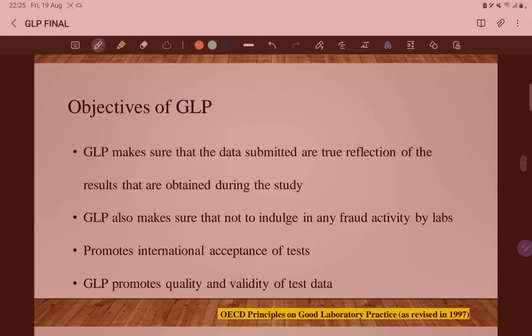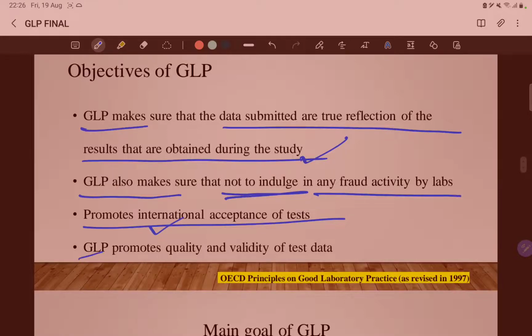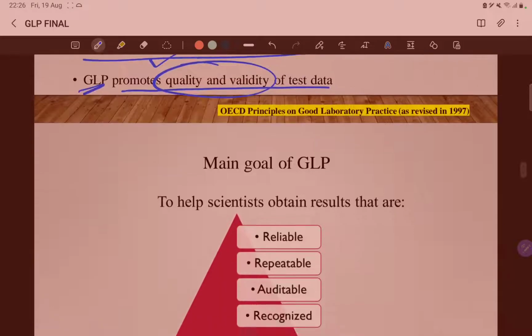So what were the objectives? The GLP makes sure that the data submitted are a true reflection of the results that are obtained during the study. GLP also makes sure that the lab does not indulge in any fraud activities. It promotes the international acceptance of the test, and GLP promotes quality and validity of the test data.